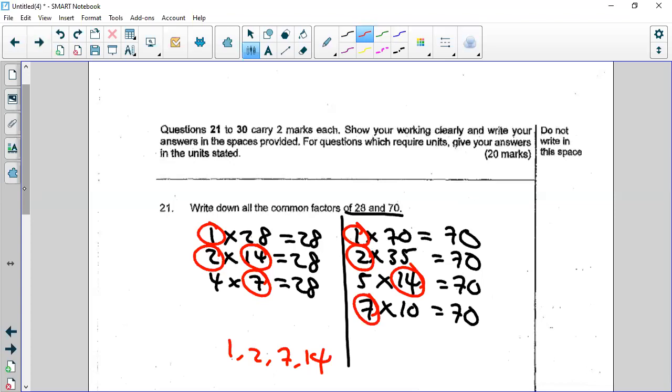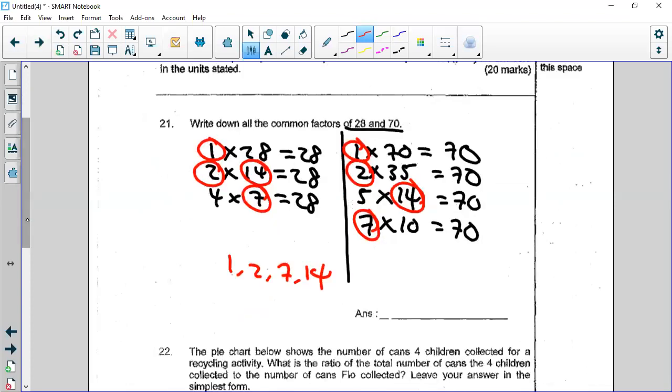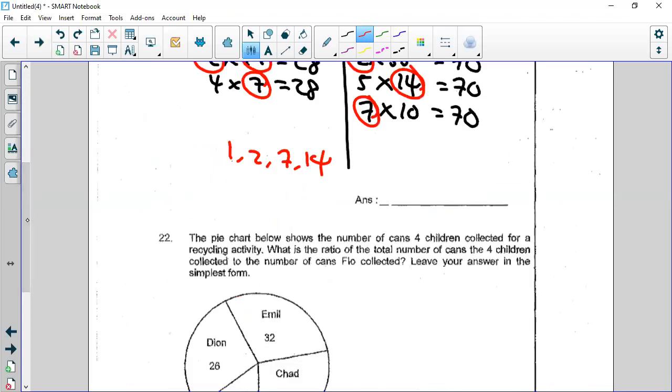Got it? All right, so this is how you find the common factors of 28 and 70. Okay, next one. What do we have? Let me just have a quick check to see all the answers are correct.